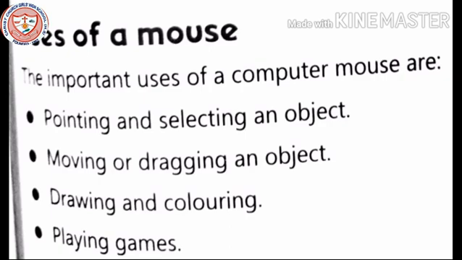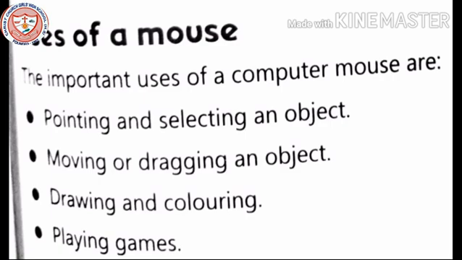The very first point, which is very important for a computer mouse, is pointing and selecting an object. With the help of a click and double click, you can select it and you can open it, you can point it, you can select it. So the mouse is useful for pointing and selecting an object.